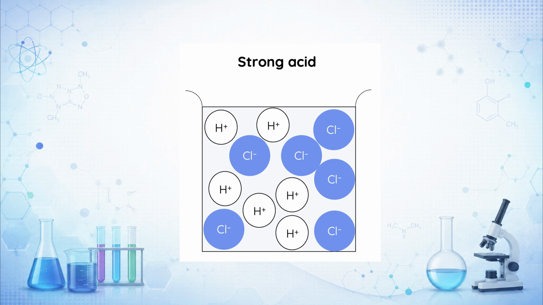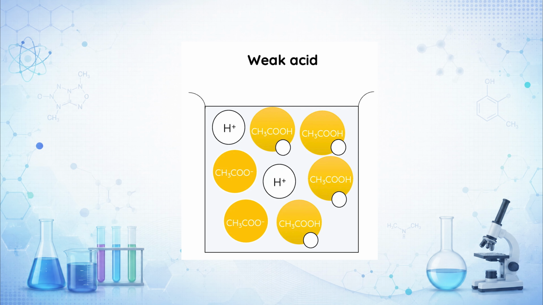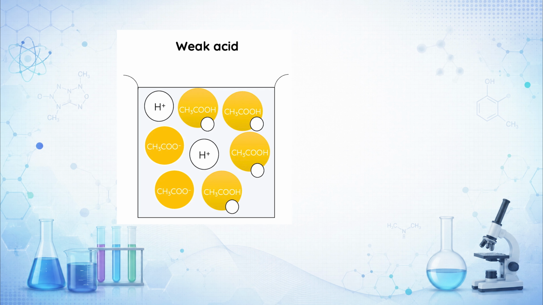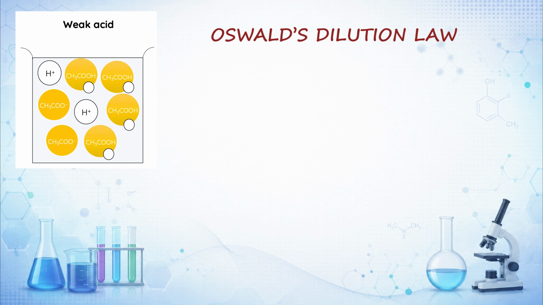Strong acids ionize almost 100%, so calculating pH becomes easy. But weak acids are different. They ionize only partially. Only a small fraction of them donate hydrogen ions into the solution. Weak acids ionize only a little, so we use Ostwald's dilution law to calculate the pH of them.